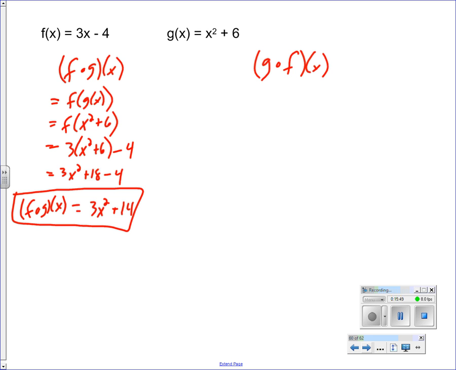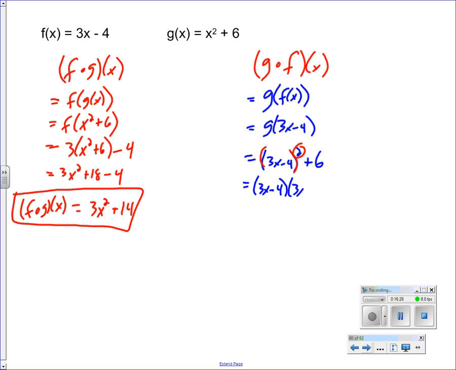g composite f is going to be a little different because now we're taking the f function and plugging that into the g function. This would be g at f of x. The input for our g function is going to be the f function itself, 3x minus 4. So everywhere in our g function there's an x, we replace that with 3x minus 4. Remember, when we square a binomial, we have the square outside of the parentheses, so we have to FOIL that and multiply the whole thing out. So 3x minus 4 times 3x minus 4, and the plus 6 at the end is still there.